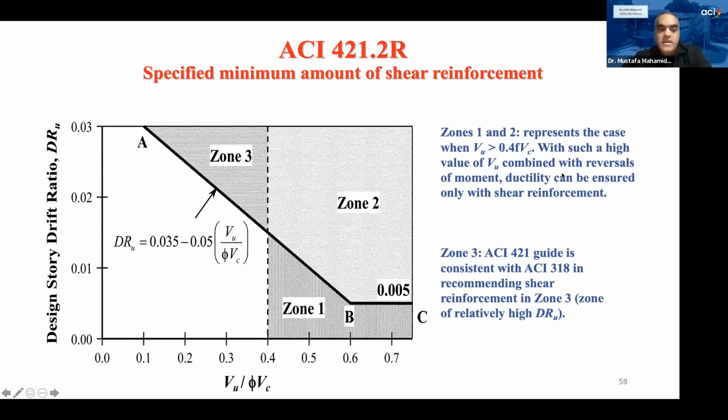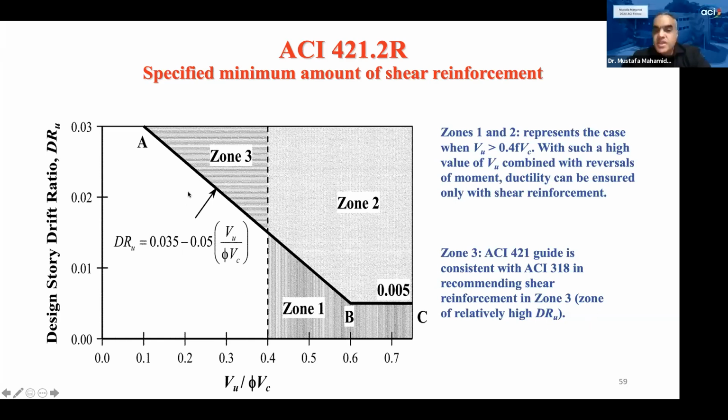φVC. With such a high value of shear combined with reversal moments, the ductility can be ensured only with shear reinforcement. Okay, that's zones 1 and 2. So in zones 1 and 2, the ratio is greater than 0.4, so ductility can be ensured only if we provide shear reinforcement. Zone 3, which is less than 0.4, okay, the ACI 421 guide is consistent with 318 in recommending shear reinforcement in zone 3, okay?